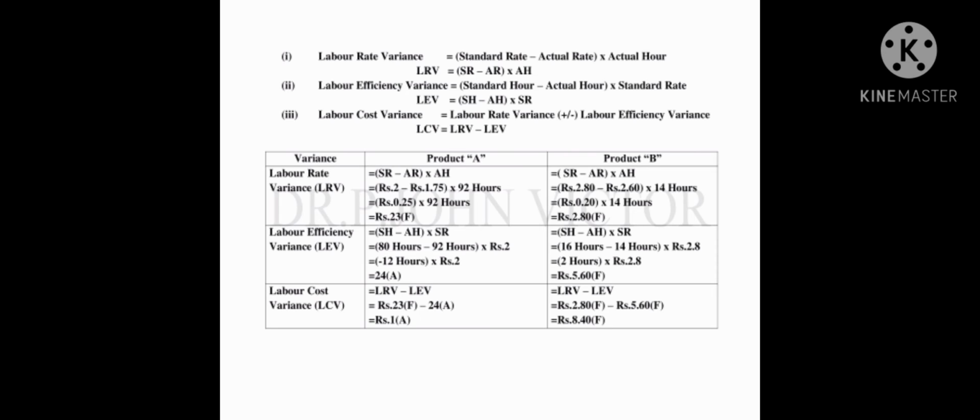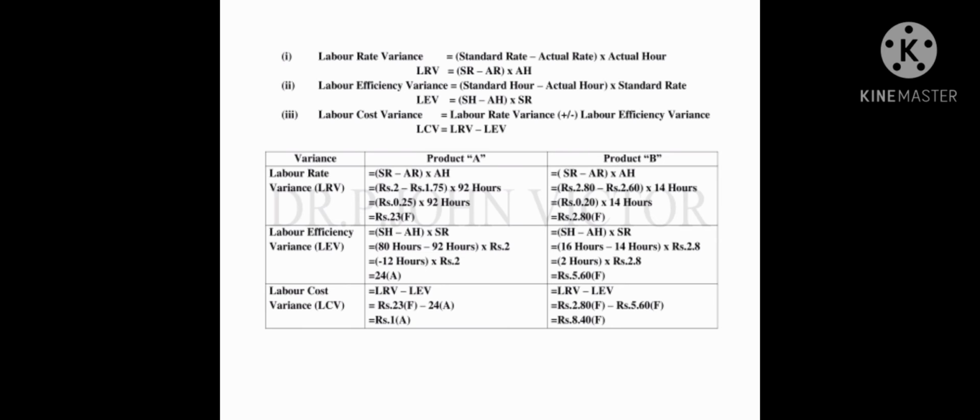When we multiply with 2, we get 24. We should not use minus 24. It is an adverse value, so we have to use A. Then product B, the labor efficiency variance is standard hours 16 hours minus actual hours 14 hours into standard rate rupees 2.8. 16 minus 14, 2 hours. Here 16 is the higher value, 14 is the lower value. So 2 hours.